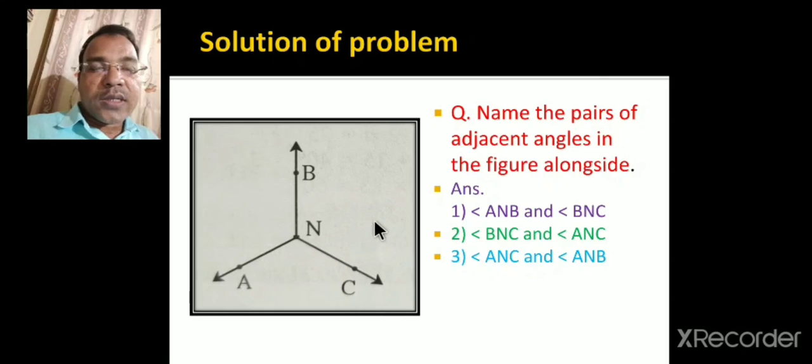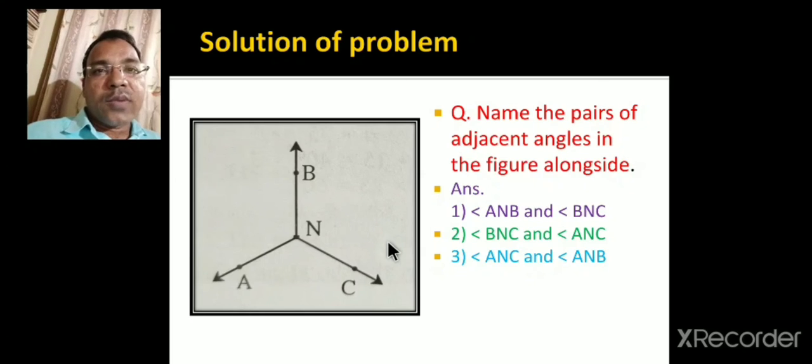So students, in this way we have seen what an angle is, then what the parts of angles are, then the types of pairs of angles, and one type we have seen, that is adjacent angles. I hope you have got this content of the topic very clearly. Thanks for watching this video.